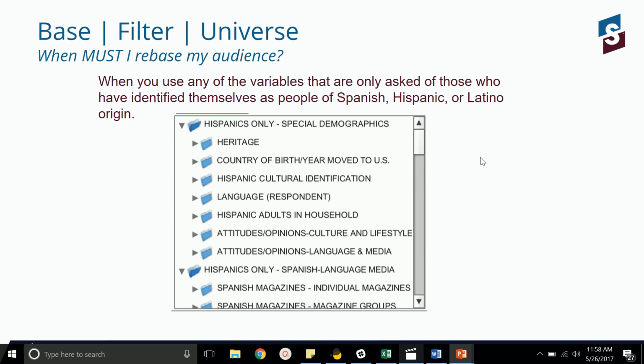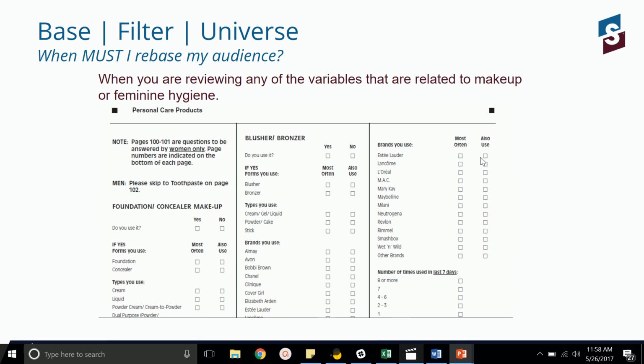So, this brings me to a few instances where you absolutely must rebase your audience. First, we have when you use any of the variables that are only asked of those who identified themselves as people of Spanish, Hispanic, or Latino origin. In this instance, you want to rebase your audience to be people who responded yes to the question, "Are you of Hispanic origin?"